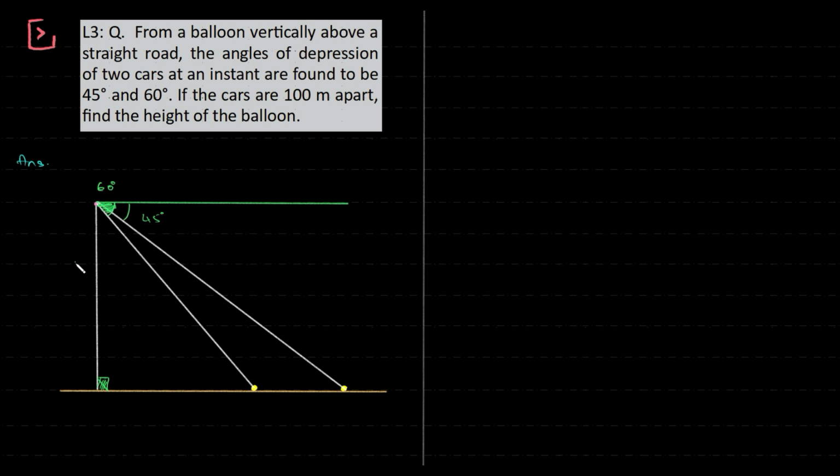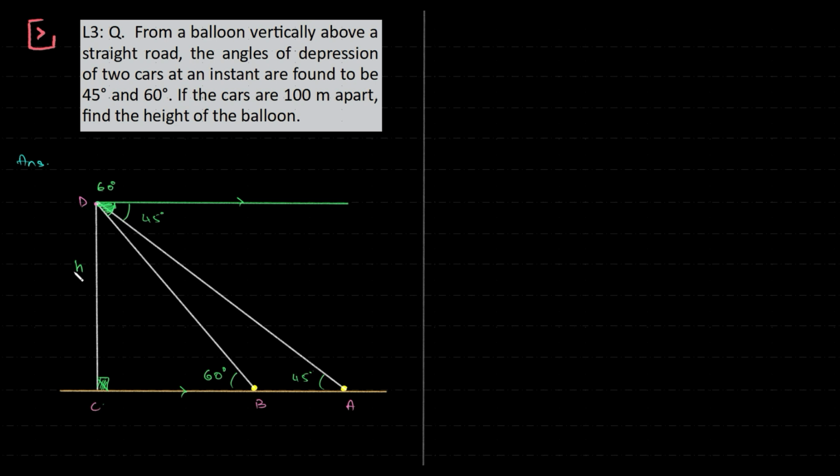Since this is at a height of h, the 45 degree side also will become h. So this is also 45 degrees, and this is 60 degrees, as these two lines are parallel. These two angles are alternate interior angles. Okay guys, so let's label them. This is our A, B, C and D.